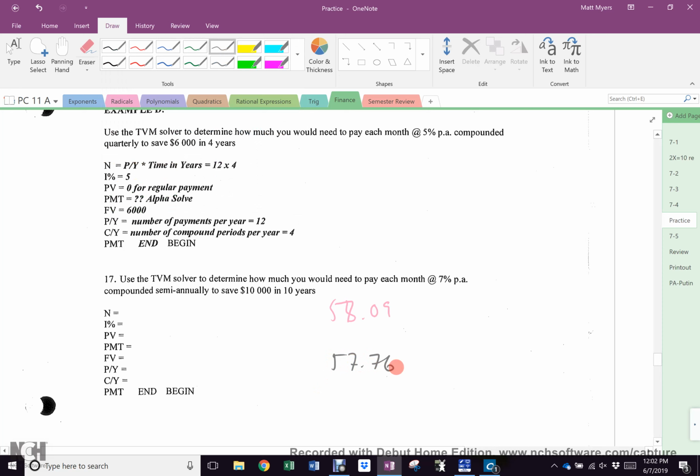Ooh! Each month for 10 years, 120. Interest rate, 7. Present value, 0. Payment, I don't know. Future value, 10,000. Payments per year, 12, 2, and end. That's what you have? That's what I have.